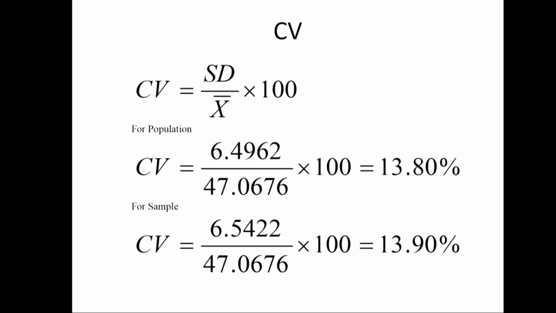Now we want to look at the coefficient of variation for this particular table. The coefficient of variation, we have the SD all over the mean multiplied by 100. Now for the population, we have 6.4962 divided by 47.0676, everything multiplied by 100. For the population, we have 13.80%. Then for the sample, we have 6.5422 divided by 47.0676, everything multiplied by 100. And that will now give us 13.90%.